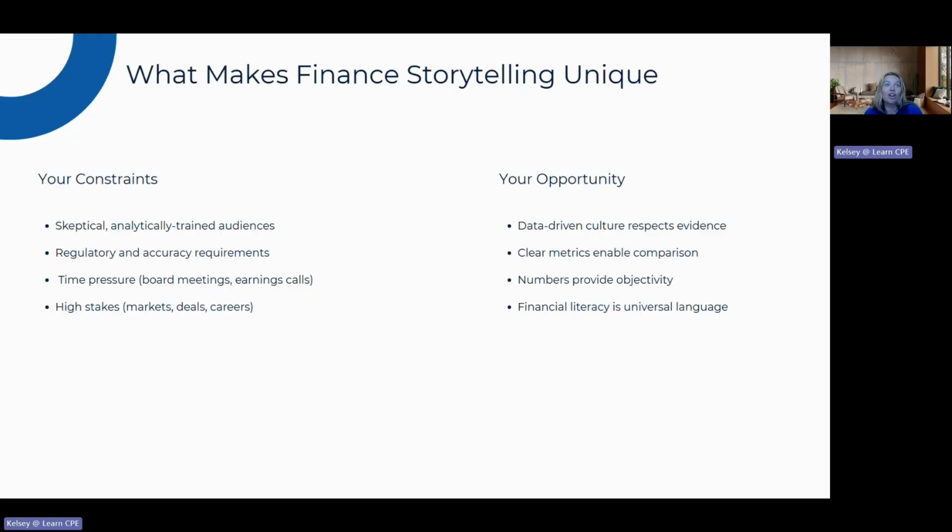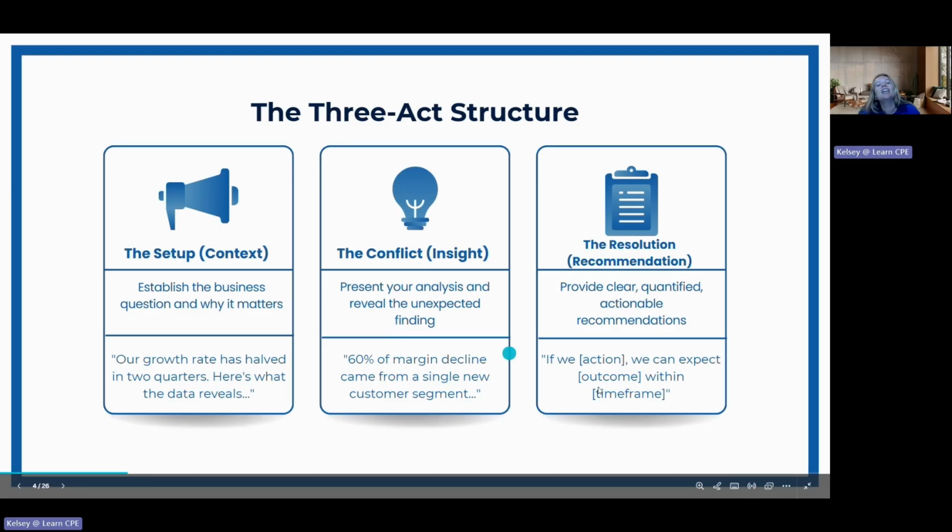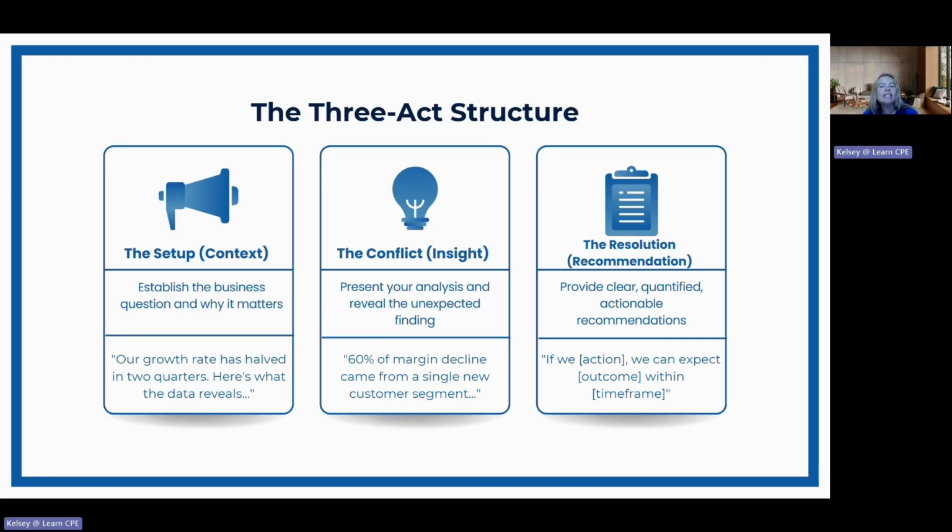And the key to really learning to harness those advantages is to have really strong financial literacy, but also to be able to present in a way that really gets everyone on your side in that data-driven culture with those clear metrics and with those objective numbers. And it is possible. I know it sounds a little hard, but it's possible. So I'm going to go through a 3-act structure. And this is kind of my way of explaining how we present stories.